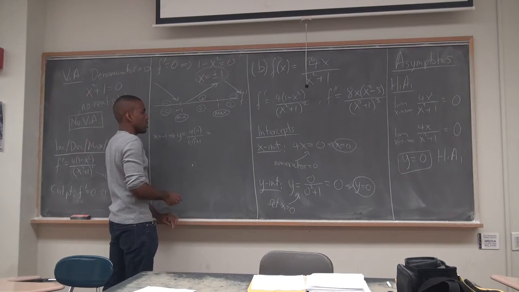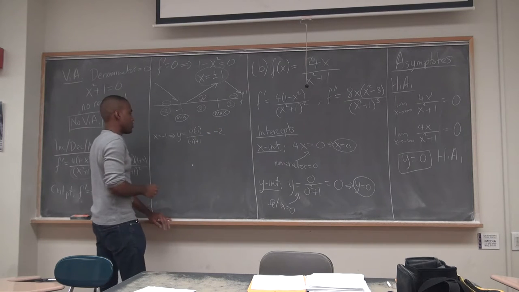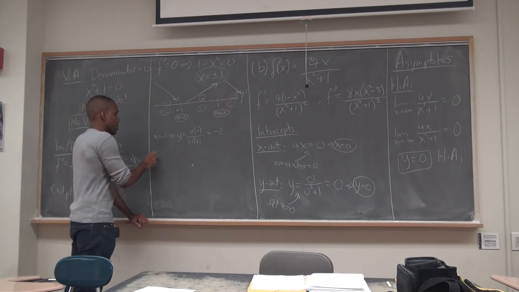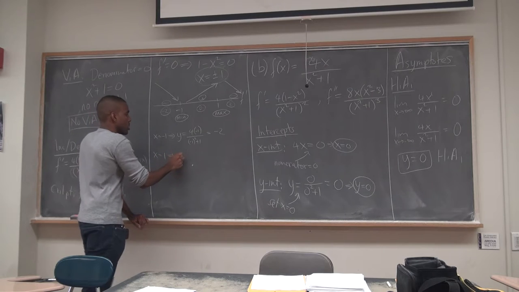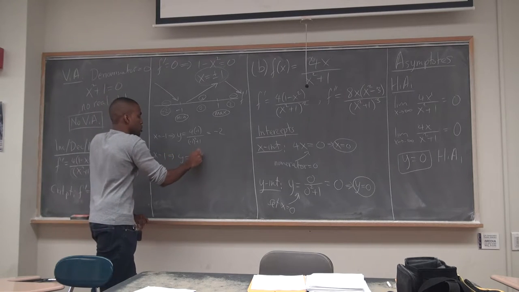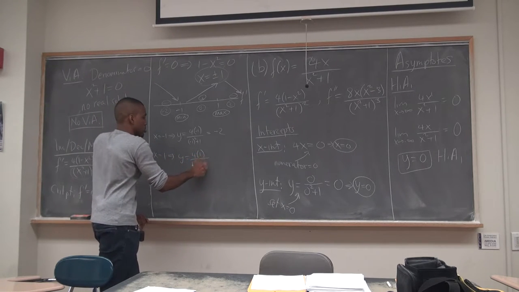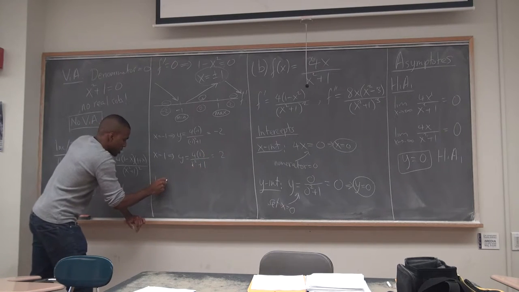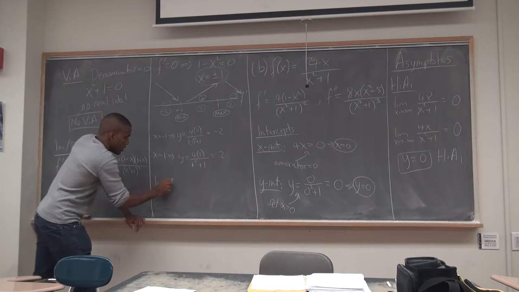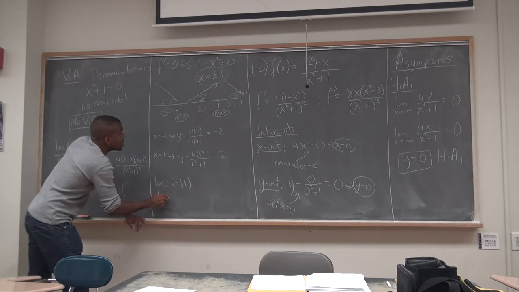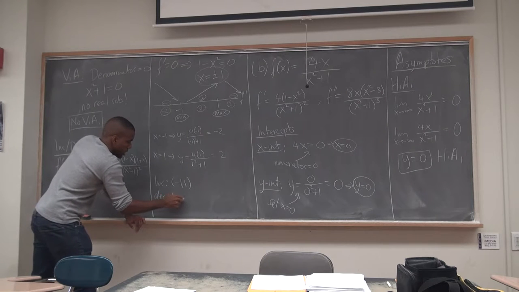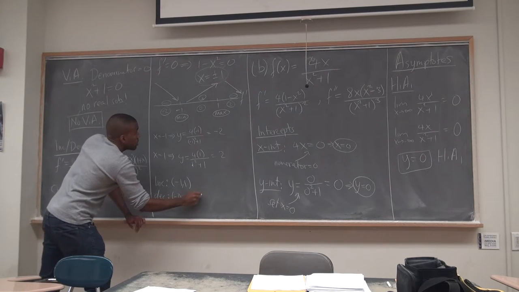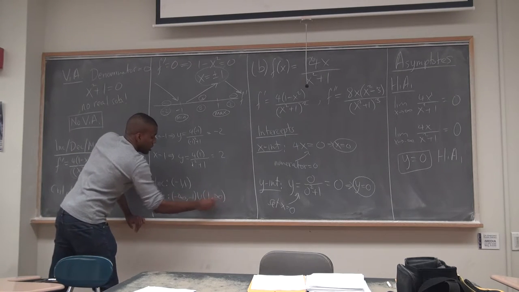Right, which gives us what? Minus 2. If x equals 1, this means our y value would be 4 times 1 over 1 squared plus 1, which is plus 2. So here I have increasing from minus 1 to 1, decreasing from minus infinity to minus 1 union 1 to infinity.